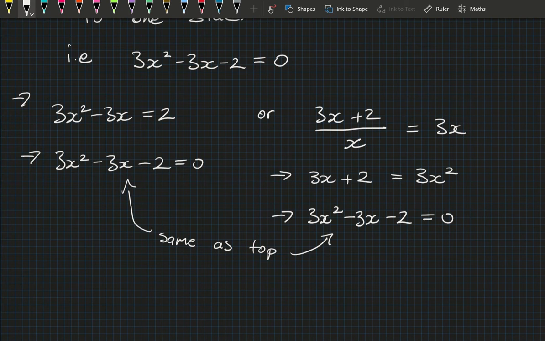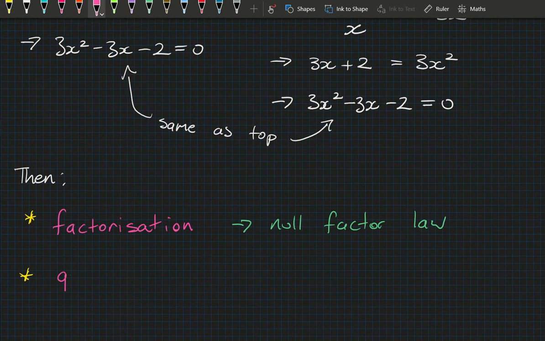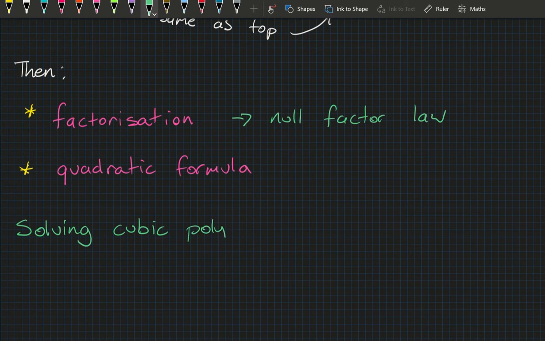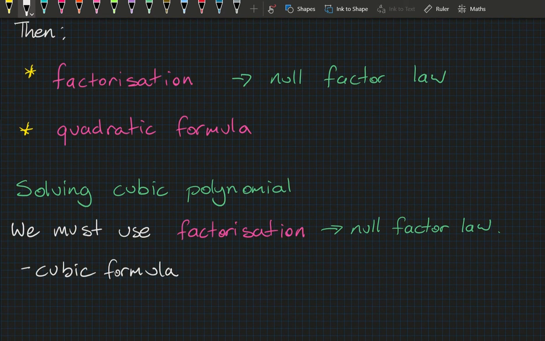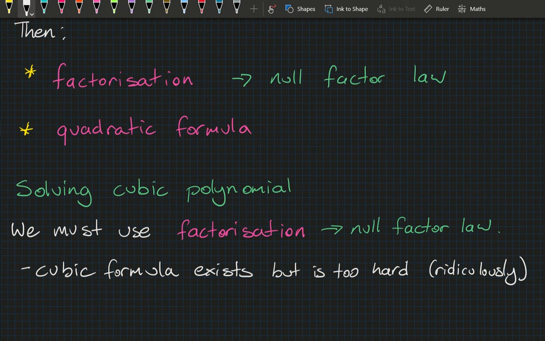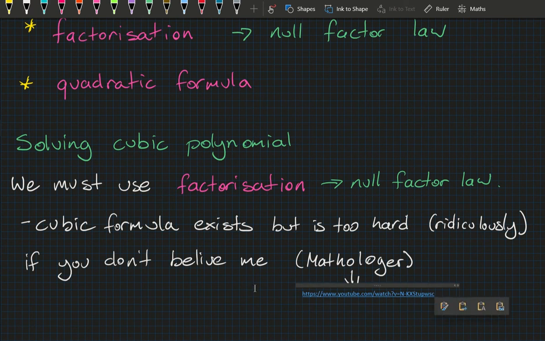Then once we've done that, we could use either factorization with the null factor law, or we could use the quadratic formula. When solving a cubic polynomial, we must use factorization and the null factor law, because while a cubic formula exists, it is too hard to use. I mean ridiculously hard. If you don't believe me, you can check out this video by Mythologer. And if you look at the playlist of these videos, you'll notice I've put it in there as well.